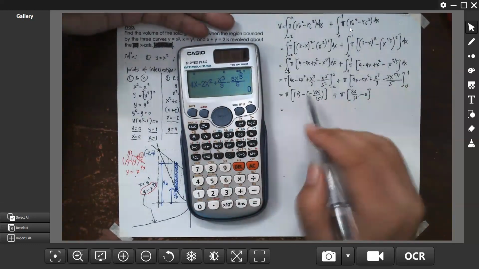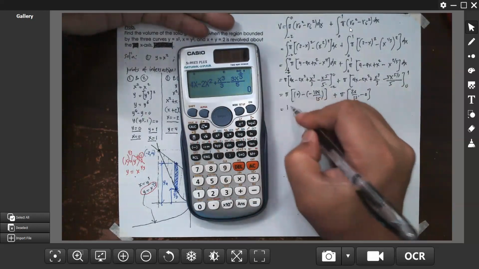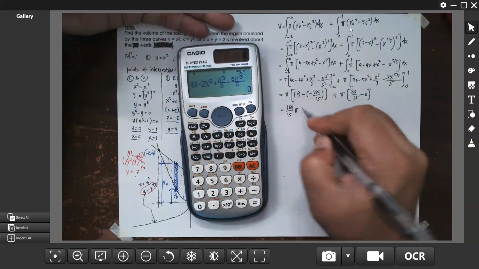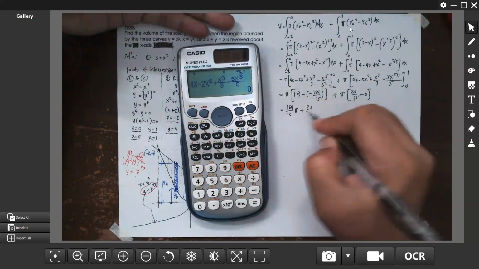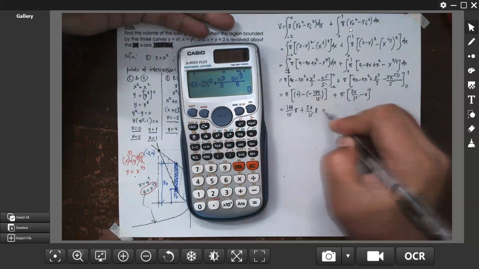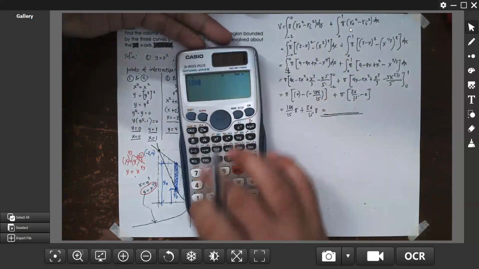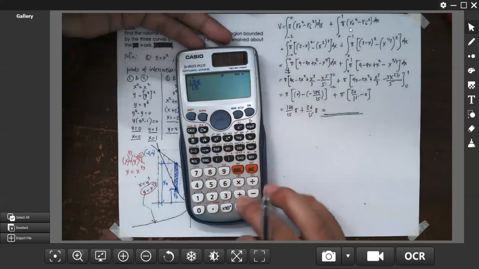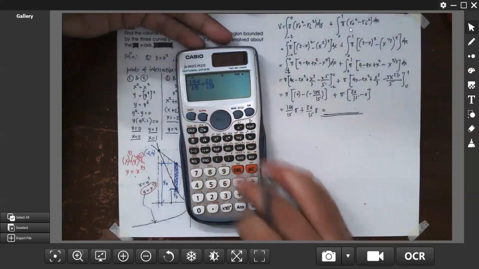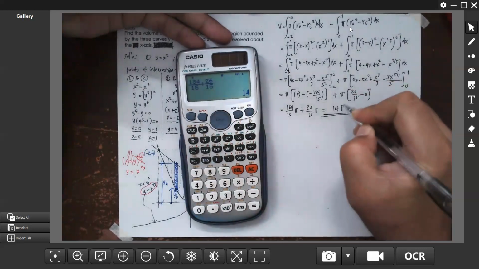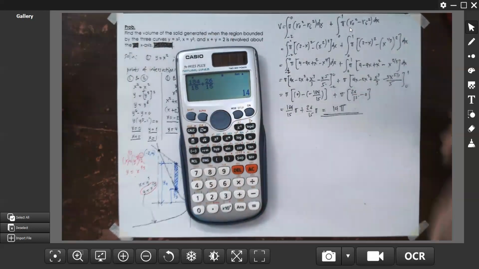And so this becomes positive 184 over 15 pi plus 26 over 15 pi. So 184 over 15 plus 26 over 15, we have 14 pi.